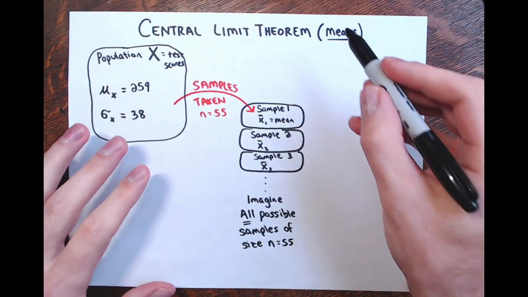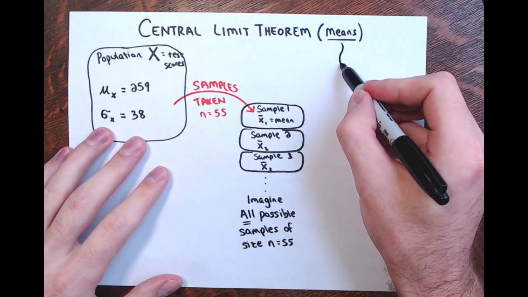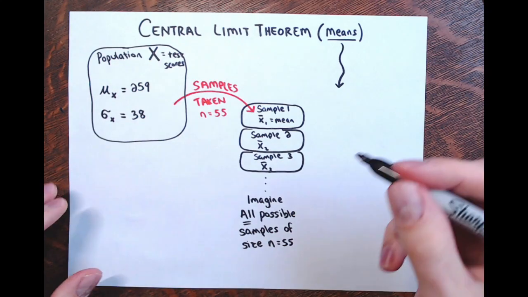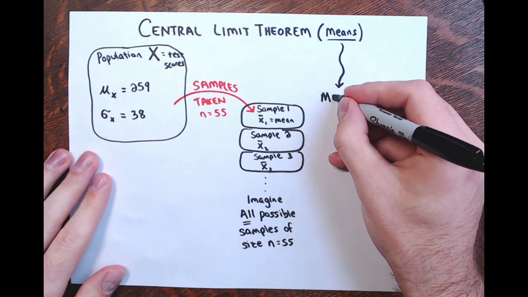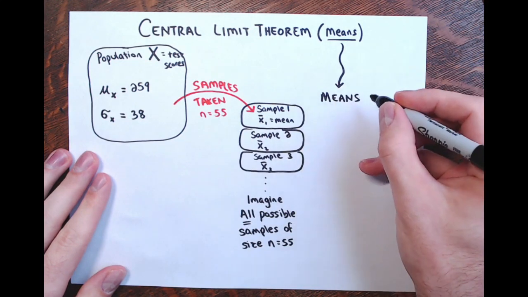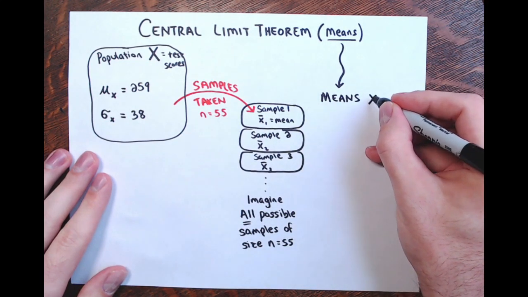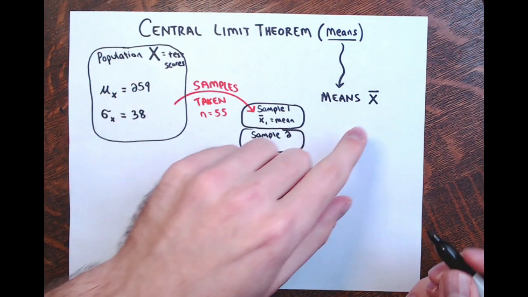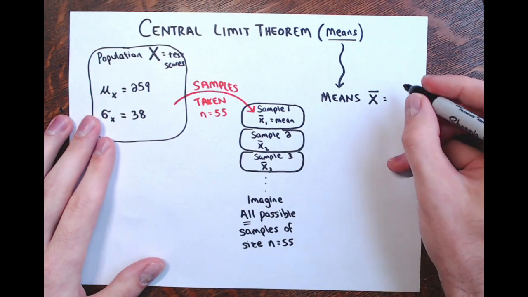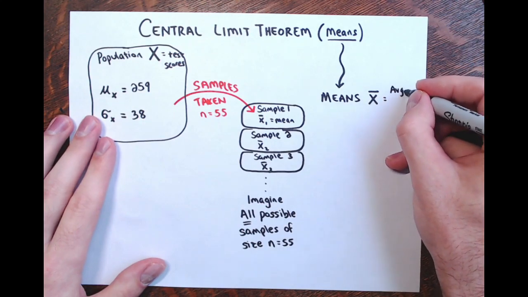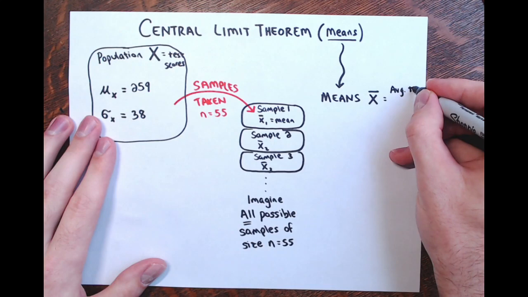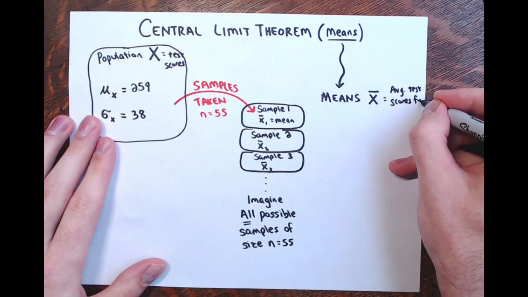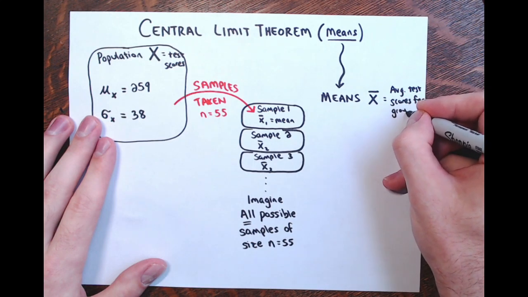And then what we're going to look at is the group of all these sample means. So I'm going to write the means again. So we have this group of means, which are the x bars. If the original population, the test scores, was x, the means will be x bars. These are the average test scores for groups of 55. That's what x bar will represent, the average test scores for groups of 55 students.